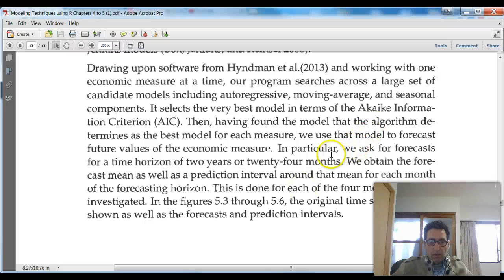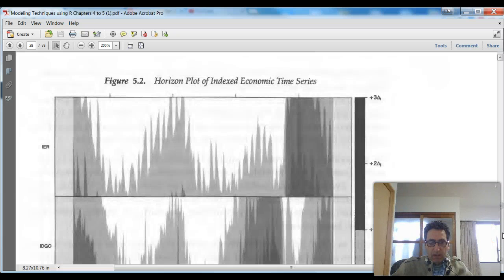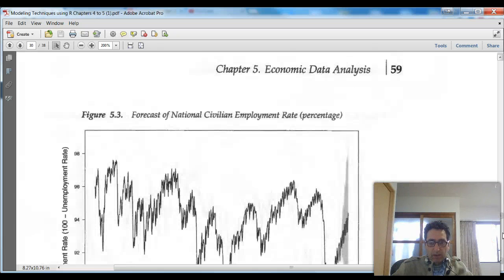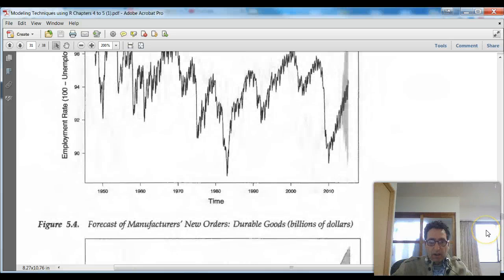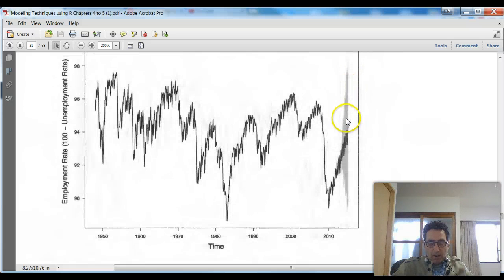So we just finished talking about, he says that you're going to make forecasts for 24 months into the future. So let's just look at those pictures, 5.3 through 5.6, just to see what he's talking about. Okay, so here, we go all the way back to 1950, but here's 24 months into the future. It starts here, and this is what it says the pattern is going to be. And then we also have what we call a confidence interval around there.